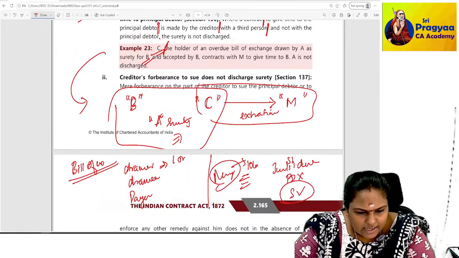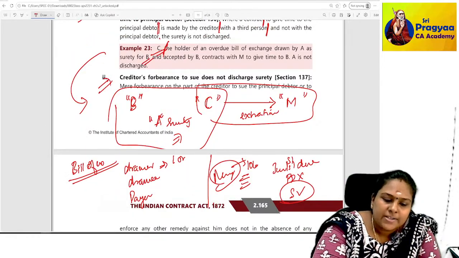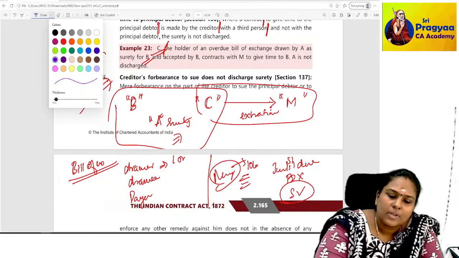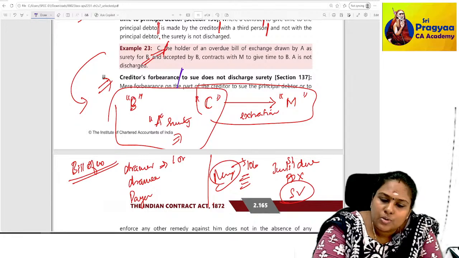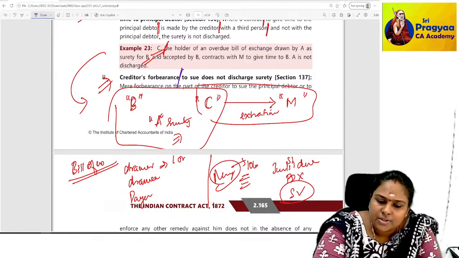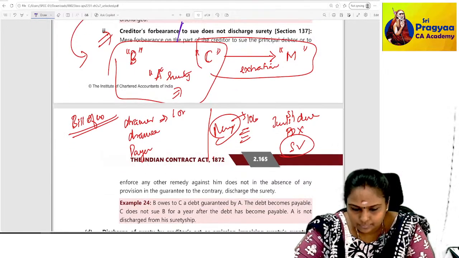Where do we start next? Start reading the second point. Creditor's forbearance to sue does not of itself discharge the surety. Start reading.